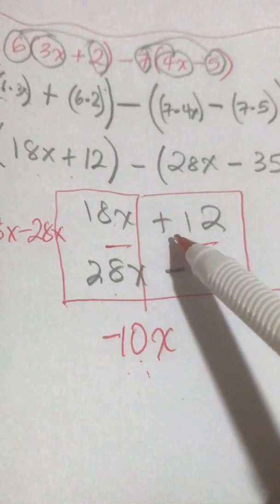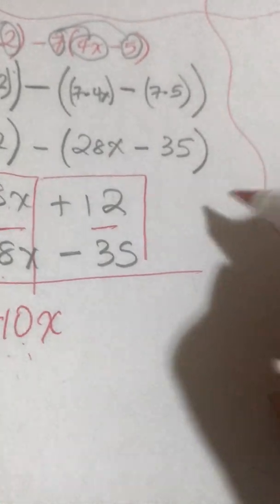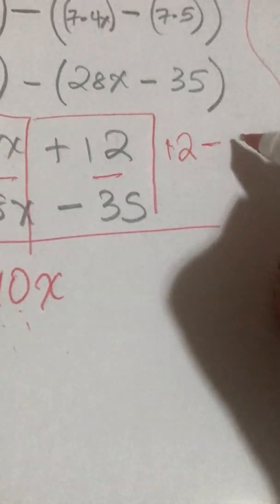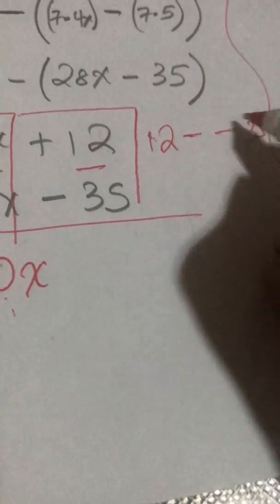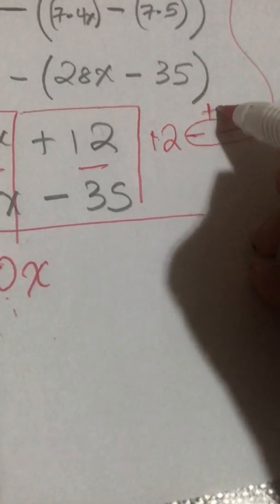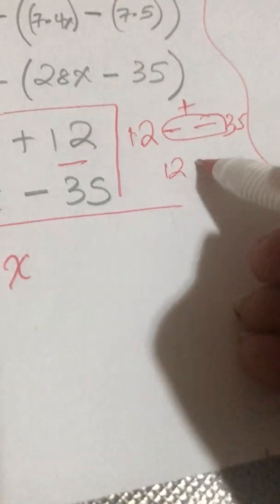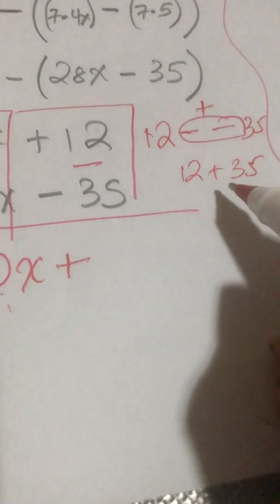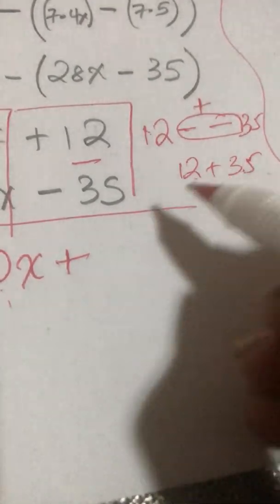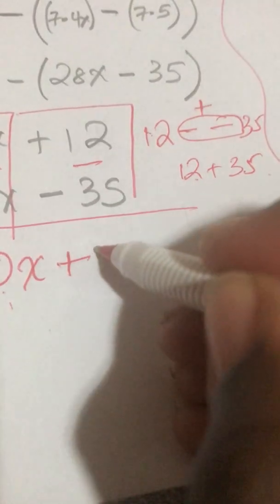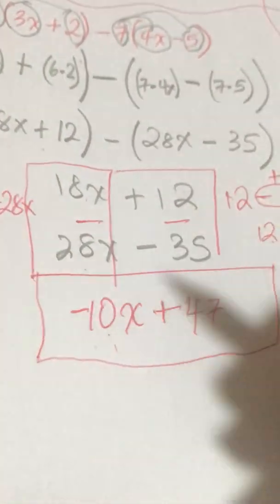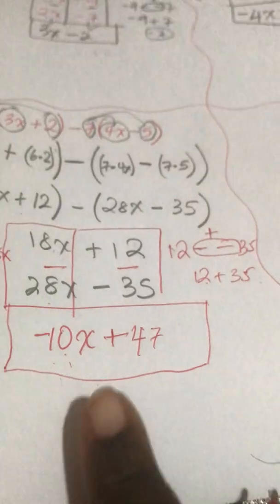Alright, then I will write this out. 12 minus negative 35. This becomes plus. So 12 plus 35, that means my answer will be positive. 12 plus 5 is 17, 1 plus 3 is 4, so 47. And this is my answer. Okay.